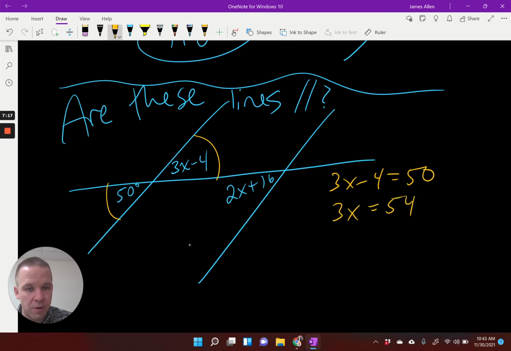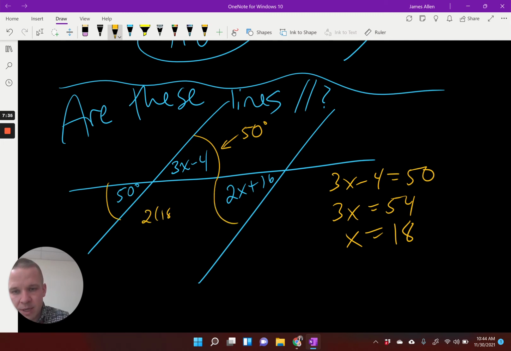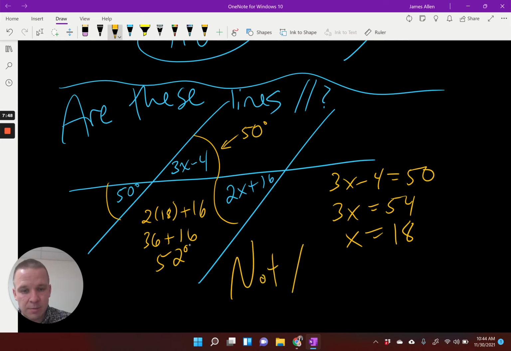3x equals 54. So x is equal to 18. Now I can use that to see if my lines are parallel. If I plug 18 in here, obviously this one's going to be 50 degrees again because it's vertical with the other 50-degree angle. Now over here, if I plug that in, 2 times 18 plus 16, I have 36 plus 16, that's 52 degrees. Those are 2 different measures, not parallel.